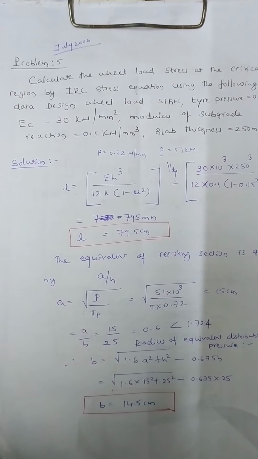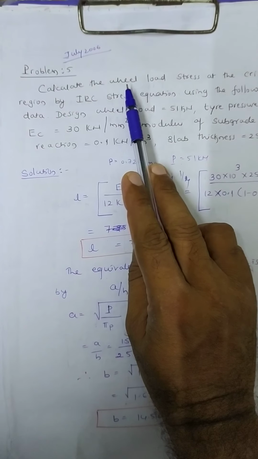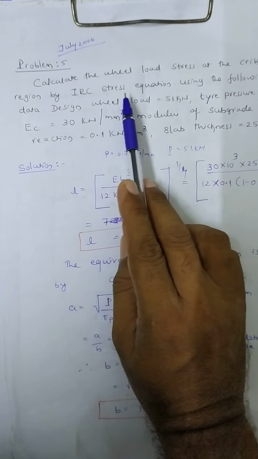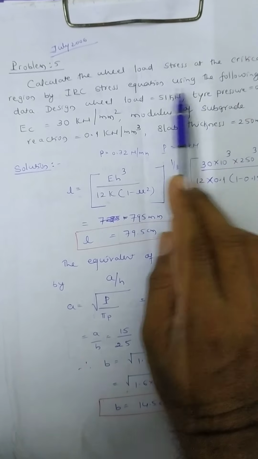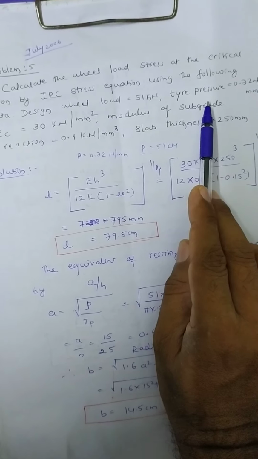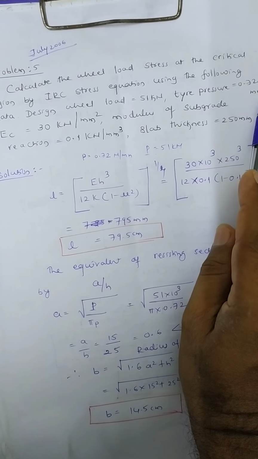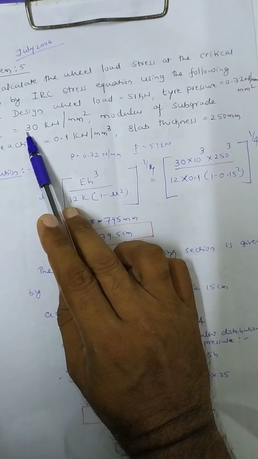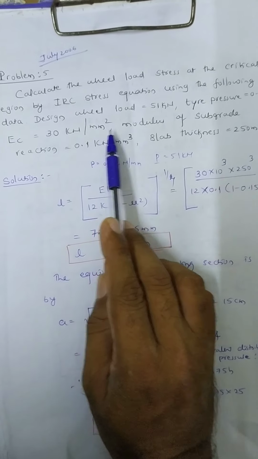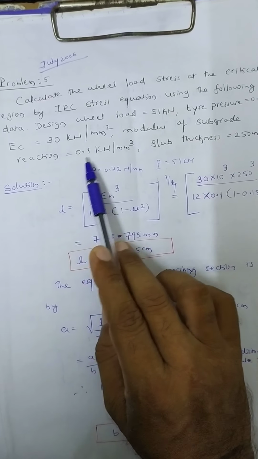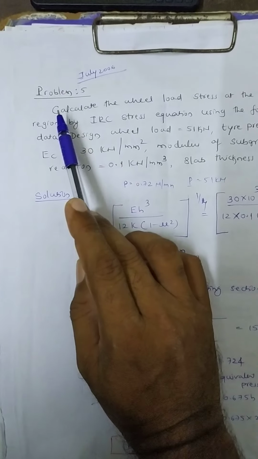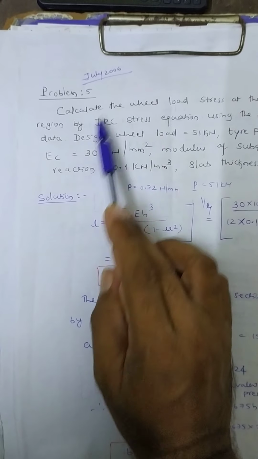So problem number 5: calculate the wheel load stresses at the critical region by IRC stress equation using the following data: design wheel load 51 kN, tire pressure 0.72 Newton per mm square, E of concrete equals 30 kN per mm square, modulus of subgrade reaction 0.1 kN per mm cube, slab thickness 250 mm.